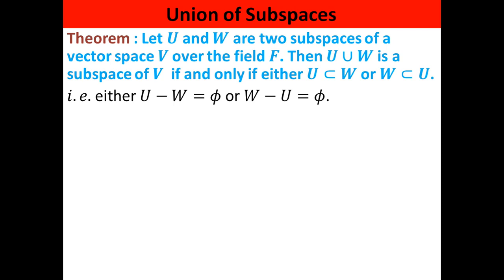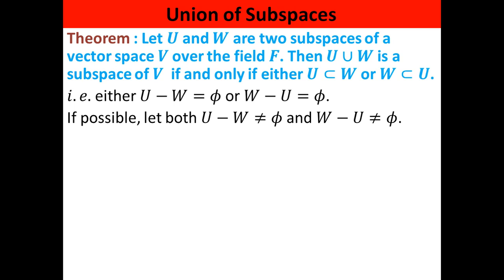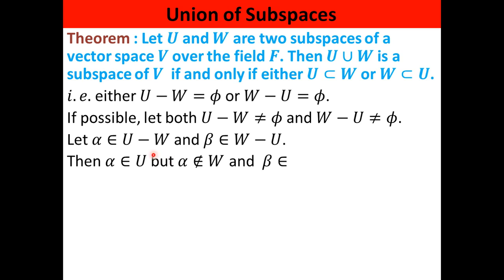Okay. However, this is our target. We have to prove that either U minus W equals phi or W minus U equals phi. We prove it by contradiction. For that purpose, if possible, let U minus W and W minus U both be non-empty. So there exists an element, suppose alpha, belonging to U minus W, and also an element, suppose beta, belonging to W minus U. Then alpha belongs to U but alpha does not belong to W, since alpha belongs to U minus W. And since beta belongs to W minus U, beta must belong to W, but beta does not belong to U.